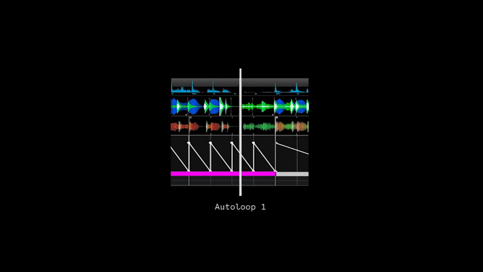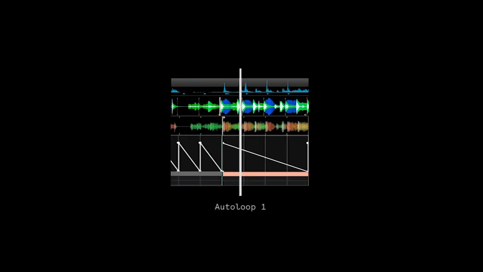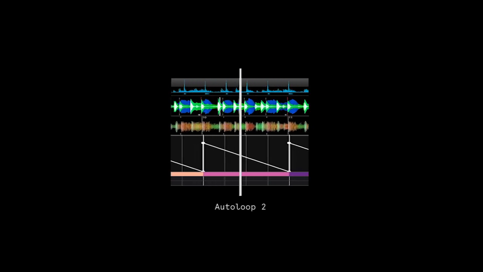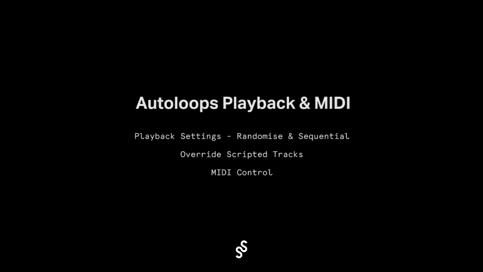When one Autoloop comes to an end, SoundSwitch will automatically launch and sync a second Autoloop, allowing you to focus on your DJ performance. There are a number of Autoloop playback settings, and Autoloops can also be controlled via MIDI. To learn more about controlling Autoloops with MIDI, check out the video in the description below.